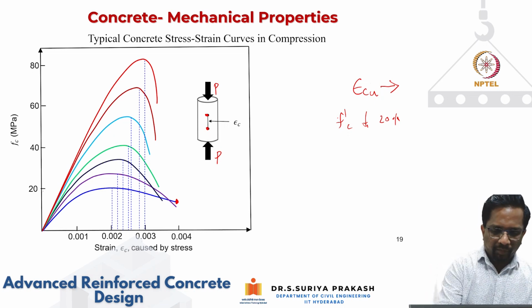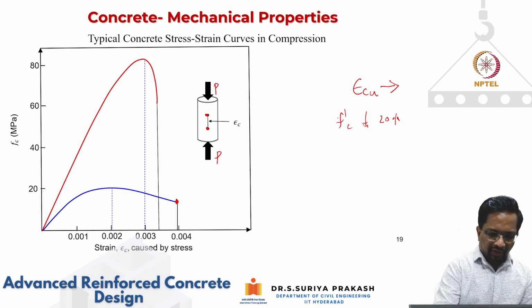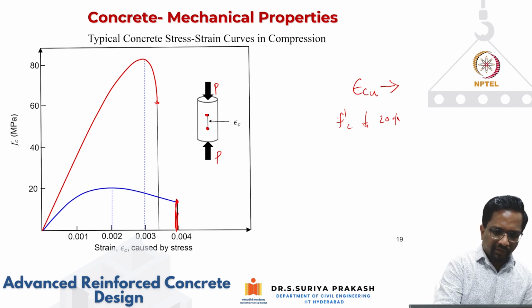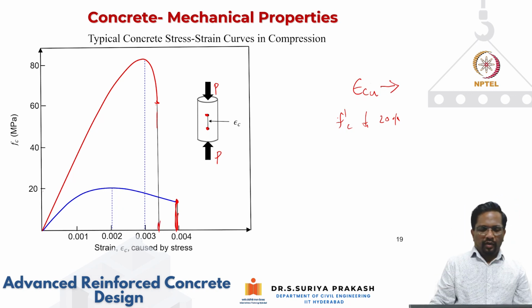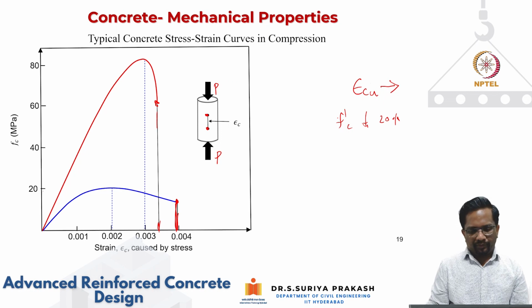Similarly, if you go back and look at the failure strain, this is my failure strain for the 20 megapascal concrete. For this 80 megapascal concrete, this is my failure strain. So what can we infer from this? If the concrete strength is lower, my failure strain in this case is about 0.004. But for a concrete strength of about 85 megapascal, my failure strain is about 0.0035 or so, right? So we can infer that the peak strain is increasing with increase in strength of concrete.